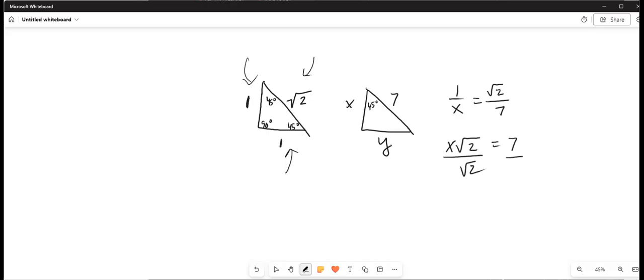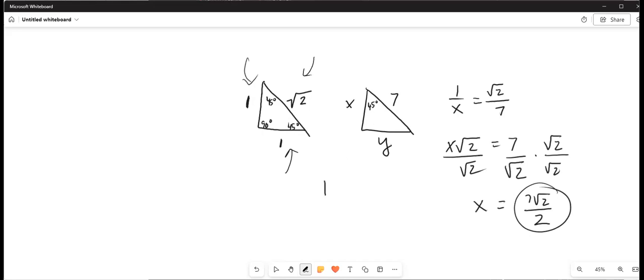And this, so x would be 7 square roots of 2 over 2 is what x is. And then you can also find y. 1 is to y as square root of 2 is to 7, cross multiply, square root of 2 y equals 7.